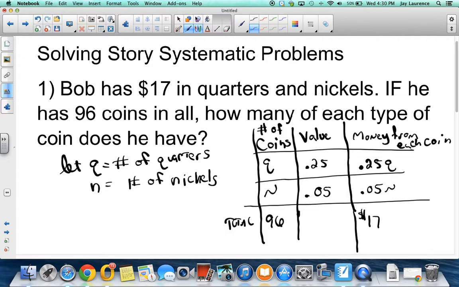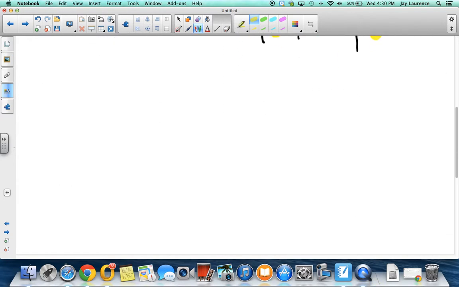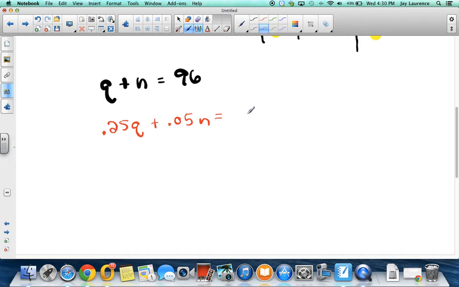Well, I've got my two equations, right? There's an equation there, and there's an equation there. Now, I'm thinking I might have set this up horizontally last time, but it really doesn't matter. You set it up the way that's going to cause you to get the right answer. All right, so I have Q plus N equals 96, and my second equation is 0.25Q plus 0.05N, and that's going to equal $17 on the nose.